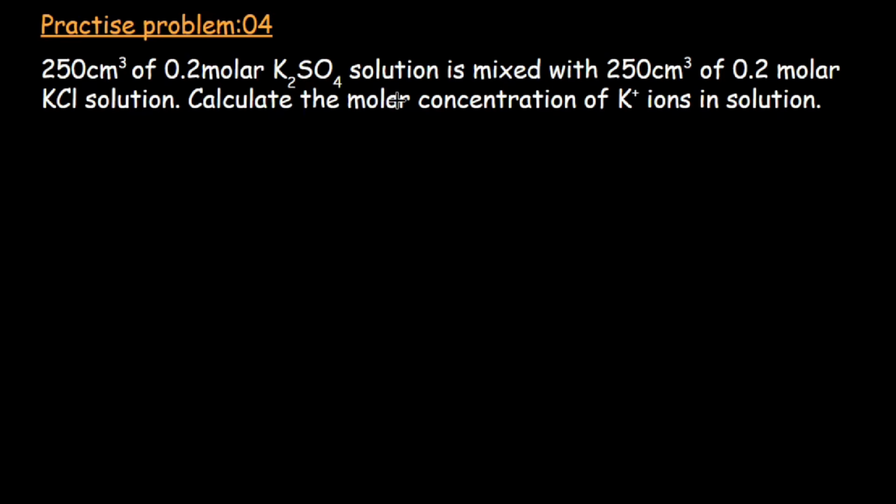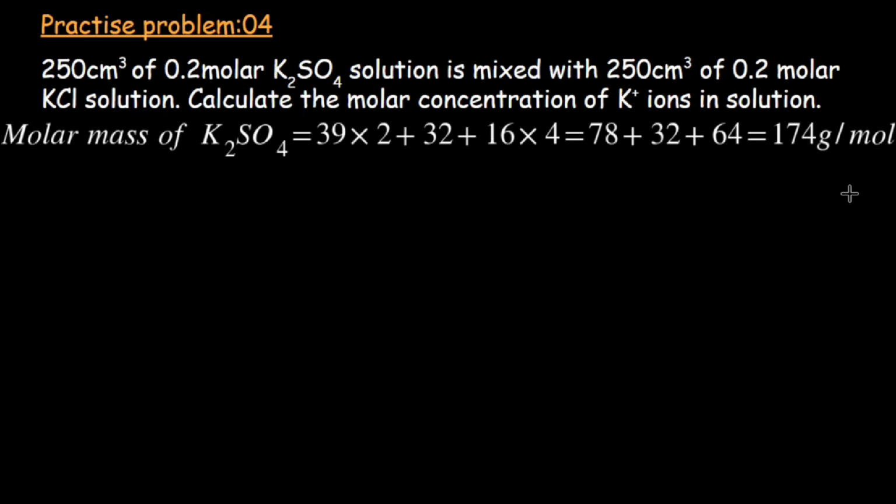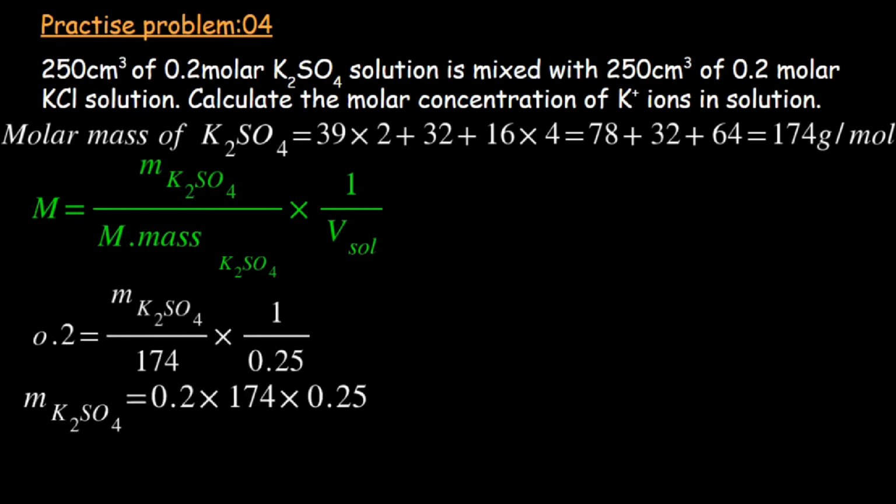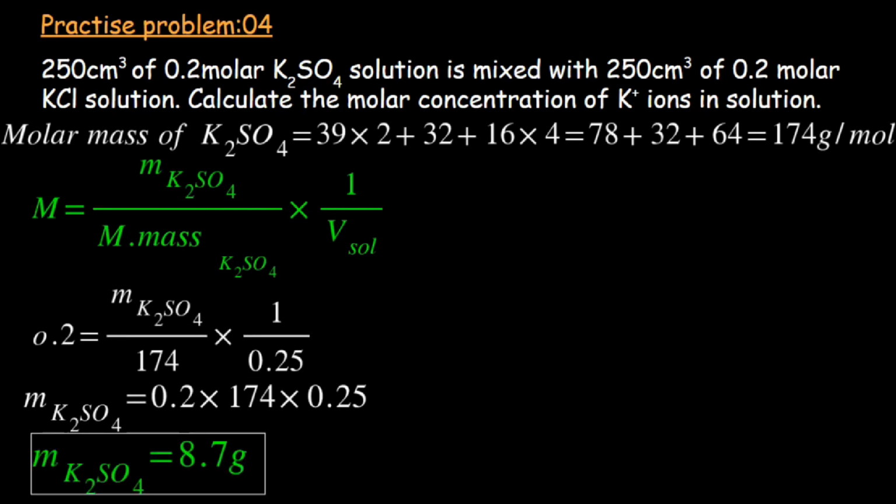For potassium sulfate solution, molarity and volume are given. Let's calculate the mass of potassium sulfate used to prepare the 0.2 molar solution. The molar mass of potassium sulfate is 174 gram per mole. Use this formula to find the mass of potassium sulfate used to prepare the 0.2 molar solution. Put the data, rearrange this, and now the calculations will give the mass of potassium sulfate used to prepare the 0.2 molar solution.